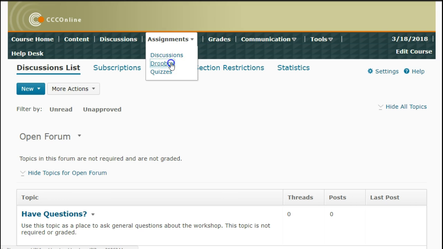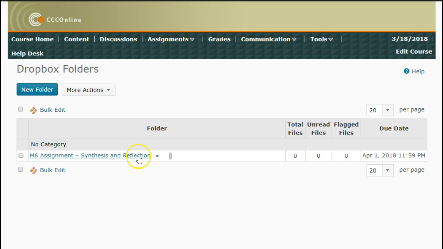We can go into the Dropbox. There's only one assignment at the end. This is a synthesis paper. I'll tell you right now, this is for you. This is the paper that you publish for yourself to remember everything we learned here.